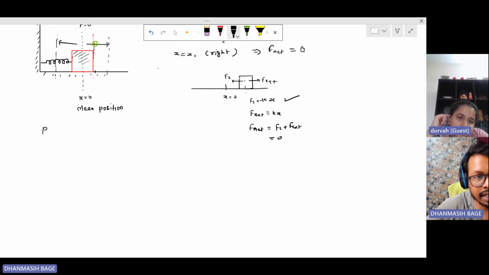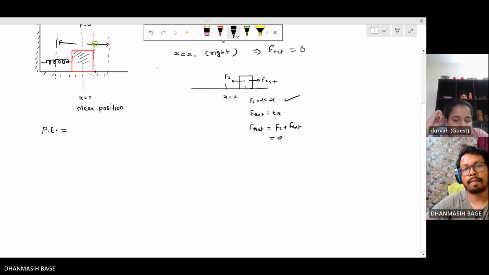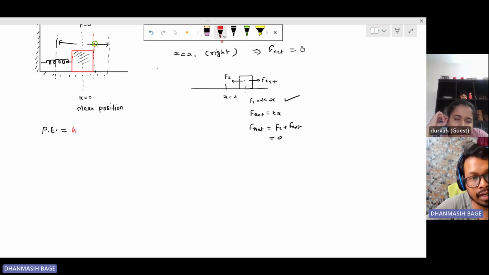Could you explain the potential energy again? I kind of got confused. I'm just writing it down here so that you'll remember it. So potential energy simply means work done by an external agency. It means not the work done by the spring force. It means work done by the external force, right?